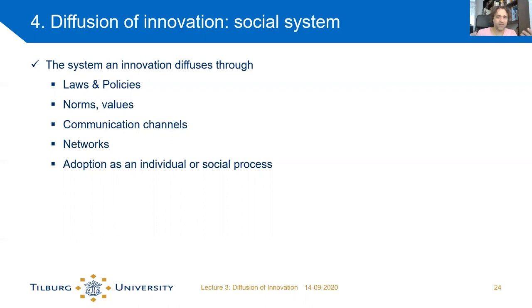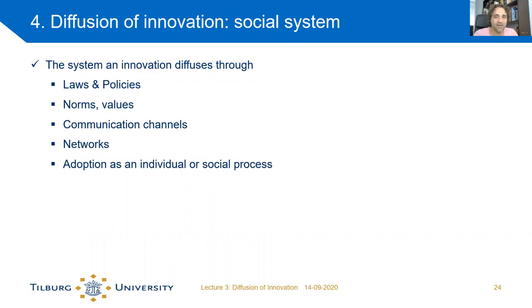And the social system comes with its own norms, its own laws and ideas and culture, etc. So if you think about an innovation, you have to think about the social system your innovation is located in. What are the laws and policies in place? What are the norms and values of the social system? Are they tech savvy or not? What are the communication channels we can reach them through? What is the network like? Are all people connected, or are they loose individuals who you have to target individually? Is adoption more an individual process or a social process?